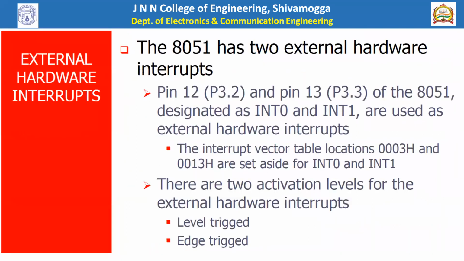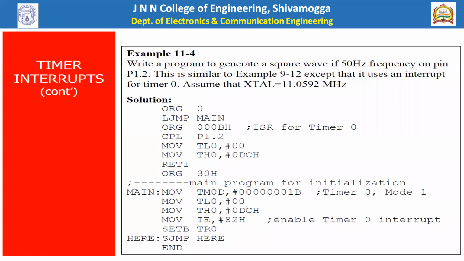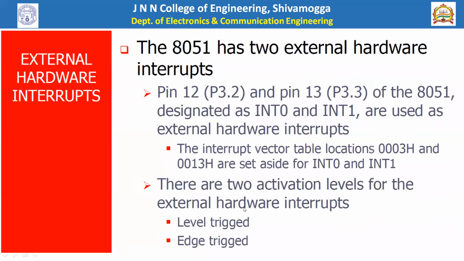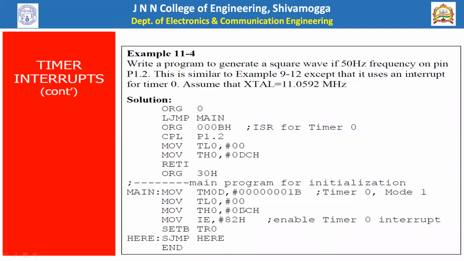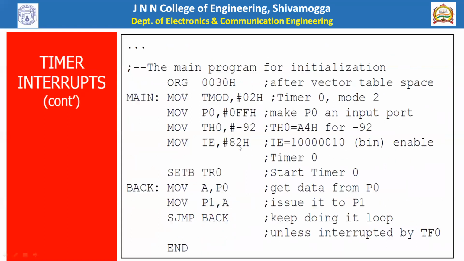So like this, various programs are there. Write a program to generate a square wave of 50 Hertz frequency on P1.2. This is similar to the example we have seen in the previous chapter. Here the only difference is we are using an interrupt. If you understand this particular program which I have just explained, it is sufficient.